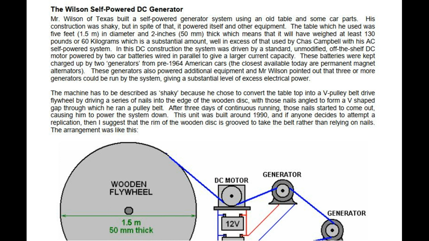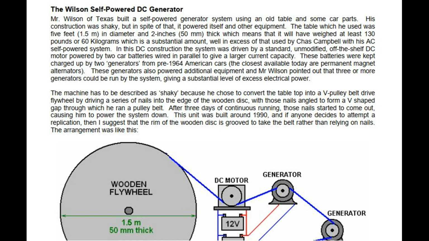belt drive flywheel by driving a series of nails into the edge of the wooden disc, with those nails angled to form a V-shaped gap through which he ran a pulley belt. After 3 days of continuous running, those nails started to come out, causing him to power the system down. This unit was built around 1990, and if anyone decides to attempt a replication, then I suggest that the rim of the wooden disc is grooved to take the belt rather than relying on nails.